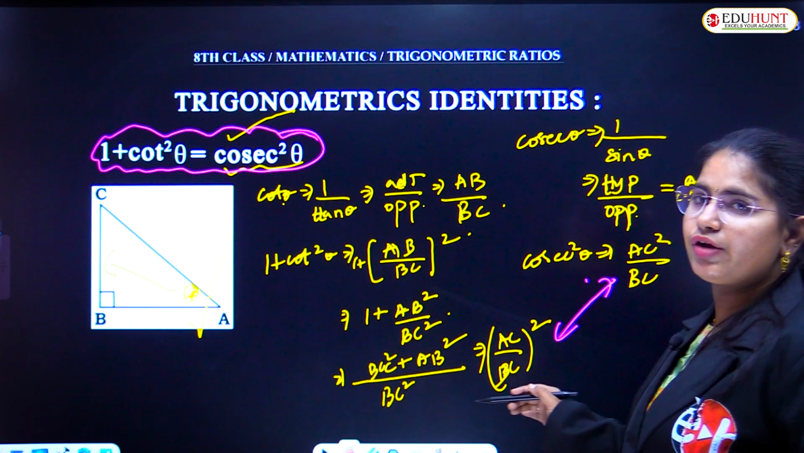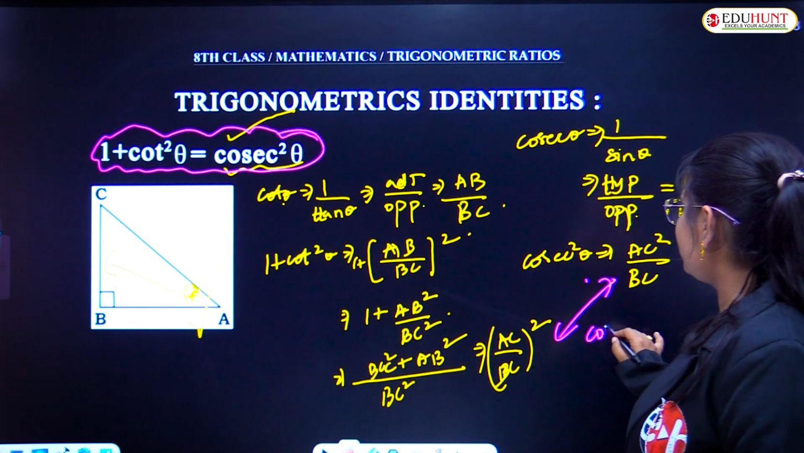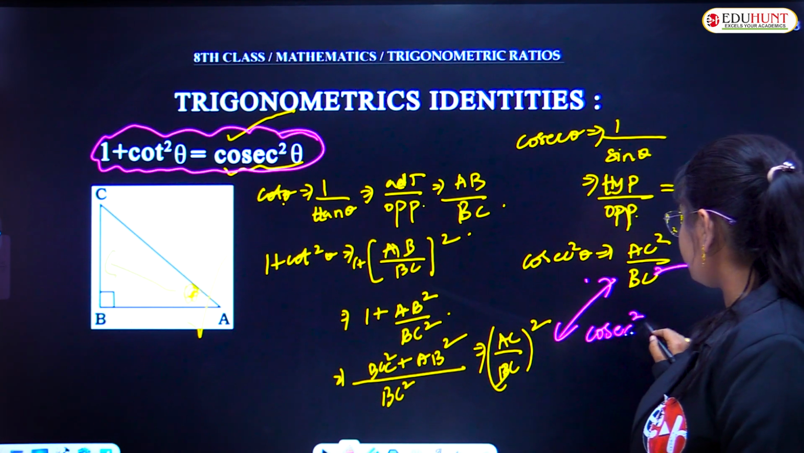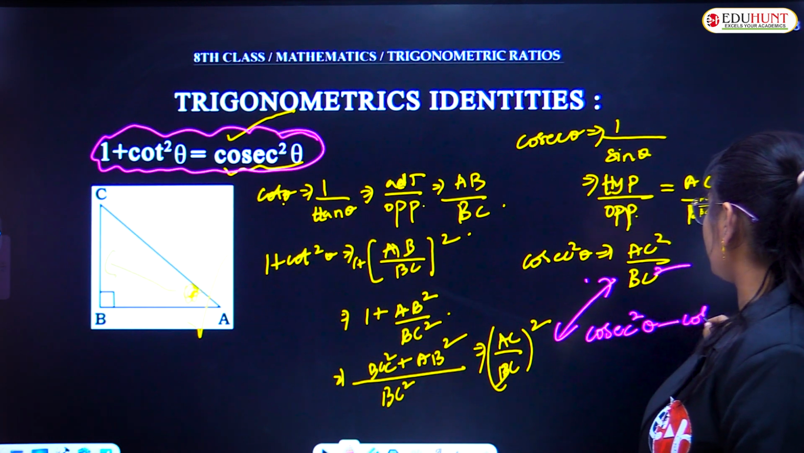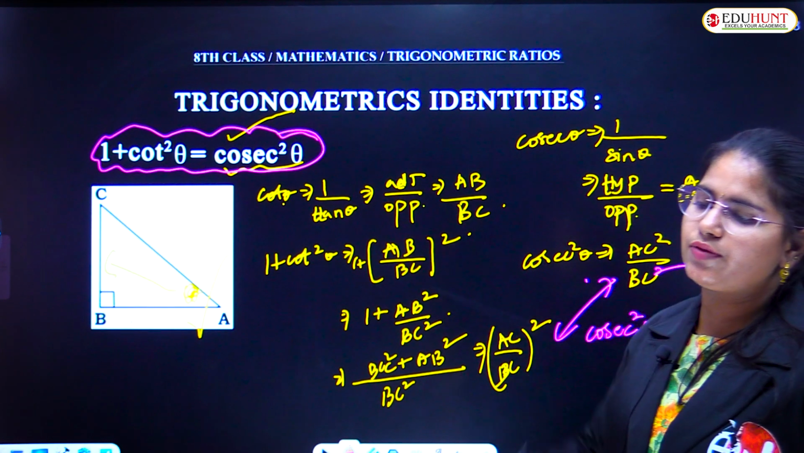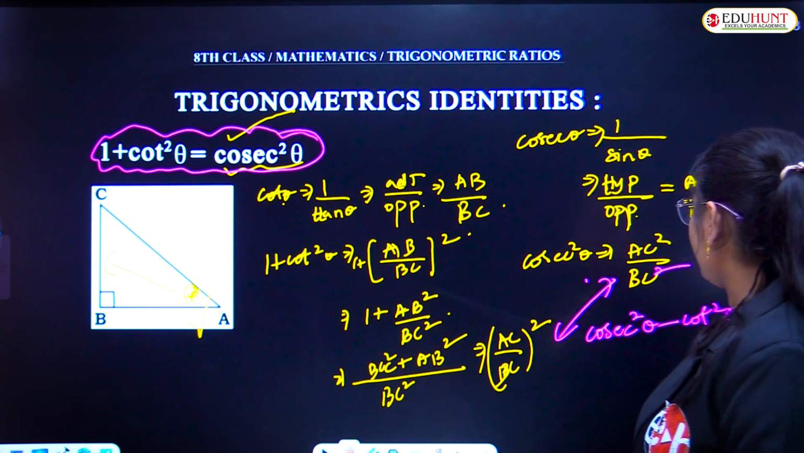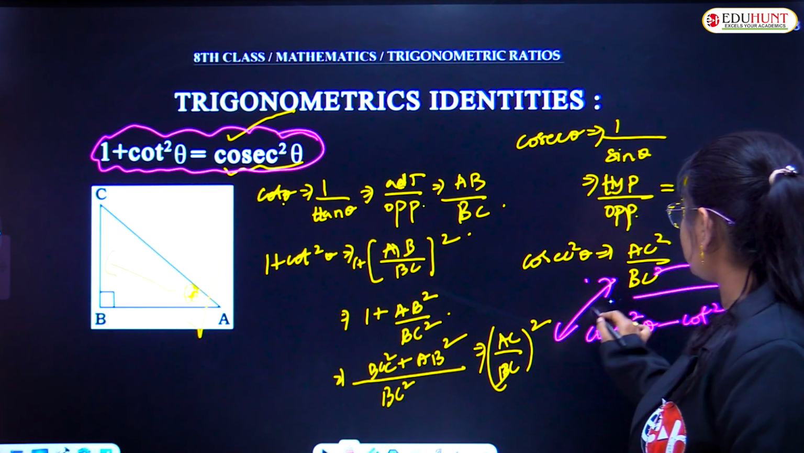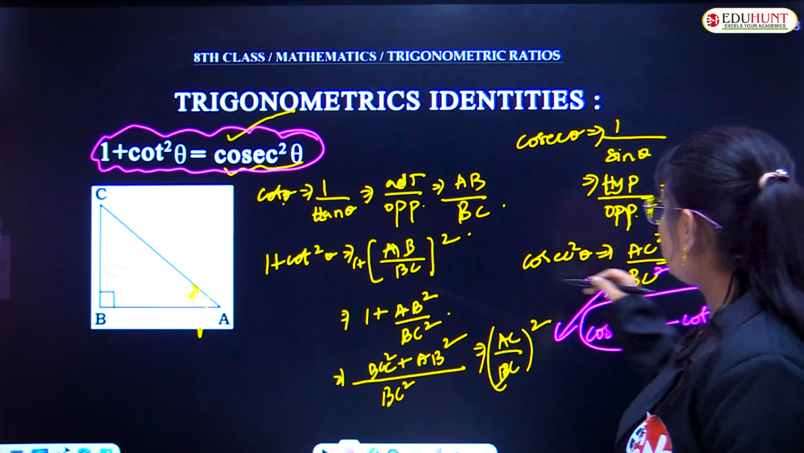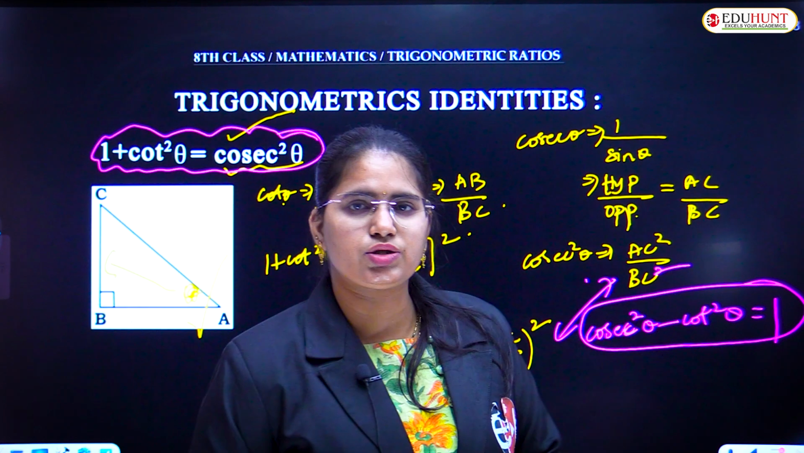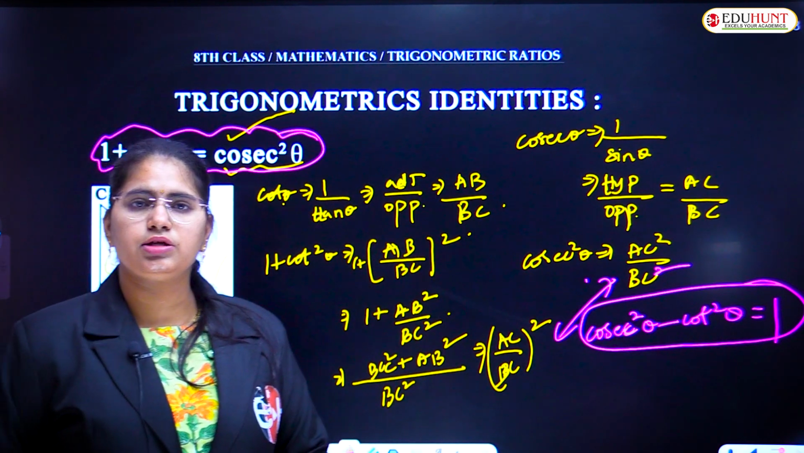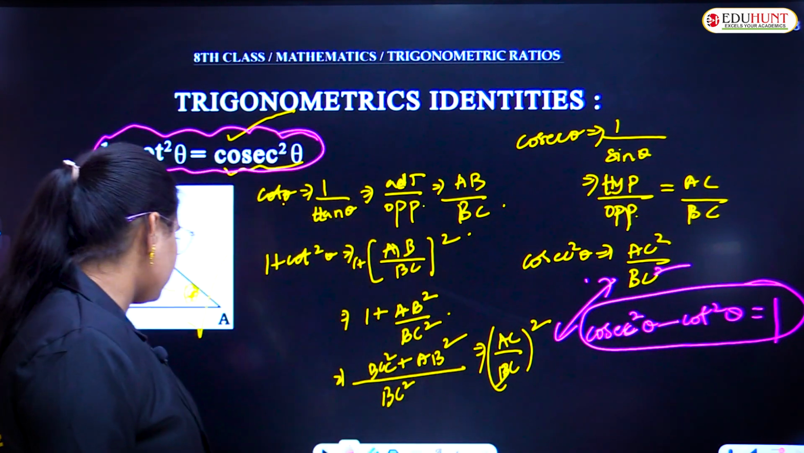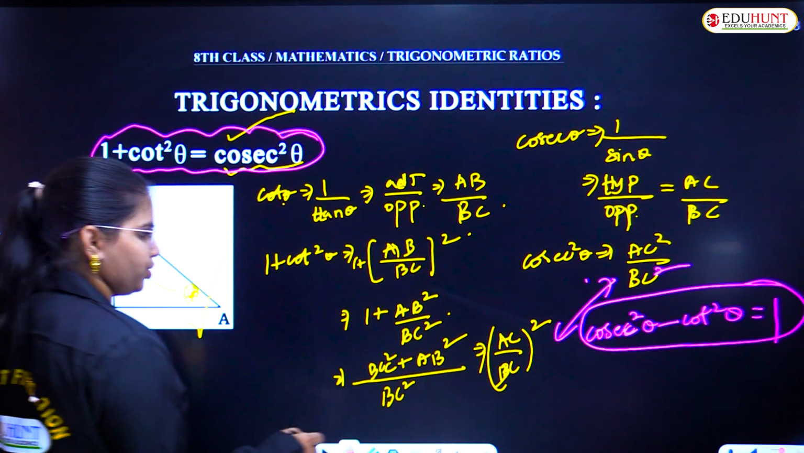This I can also rearrange in the form of cosecant square theta minus cot square theta. If I transfer cot square theta to that side, it will become cosecant square theta minus cot square theta, which is always equal to 1. Is always equal to 1. Am I clear with this, guys? So I'll just have a look into it.